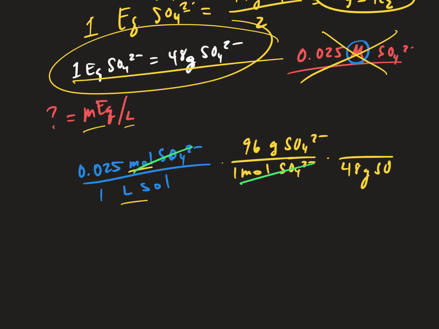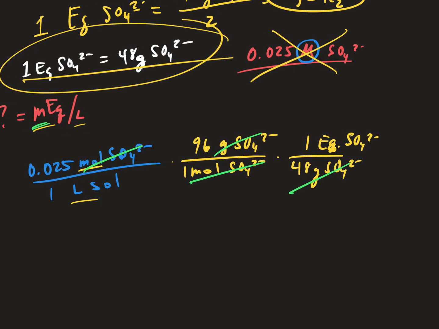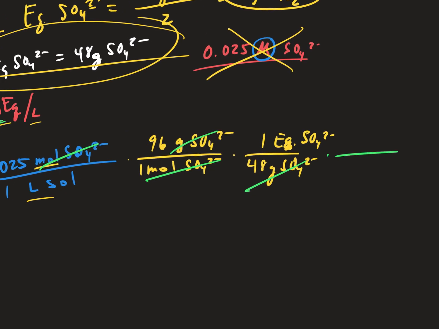48 grams of SO4. Why do we put that on bottom? So the grams can cancel, right? To 1 equivalent of SO4 2 minus. Grams goes away. Are we done? No, we got to go to milliequivalents. So 1 equivalent is equal to 1,000 milliequivalents.